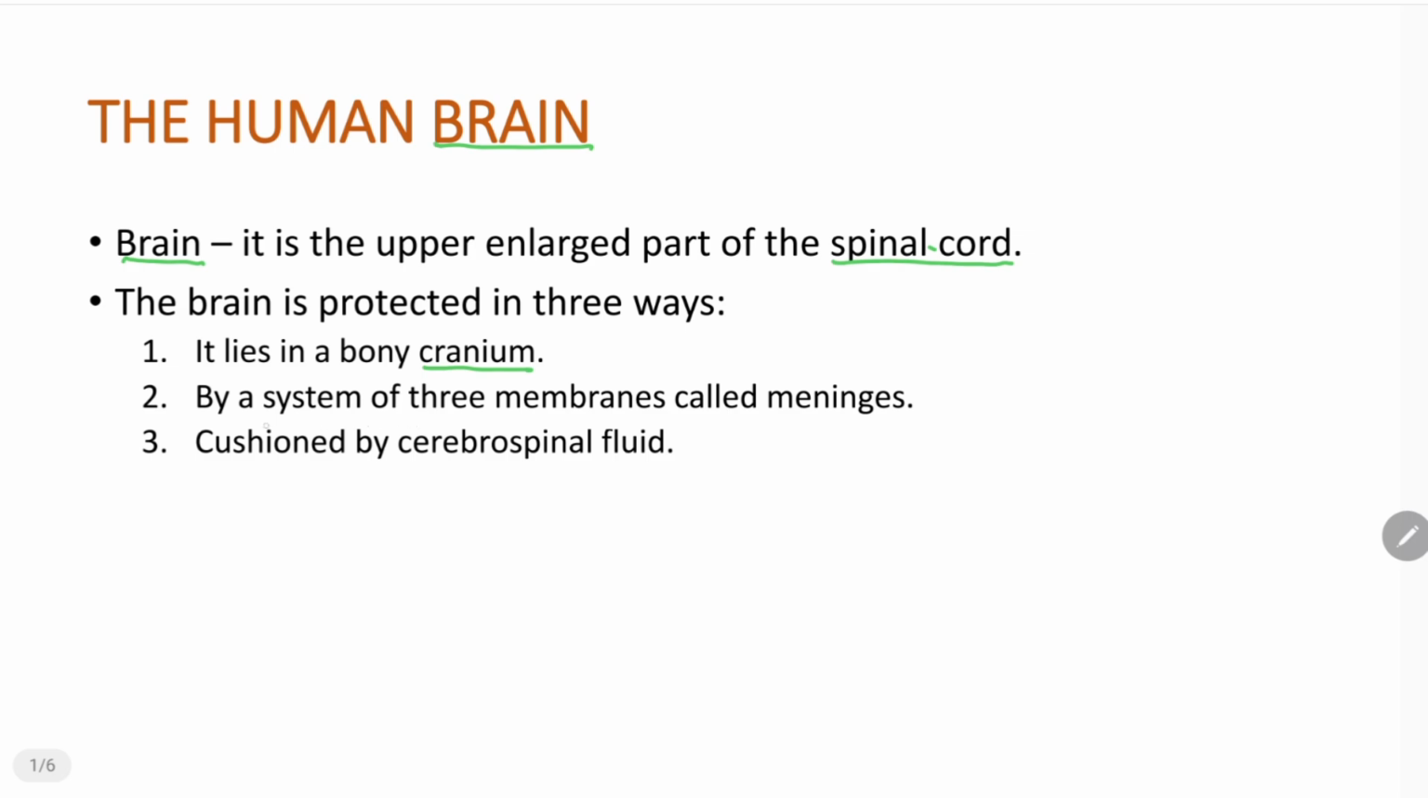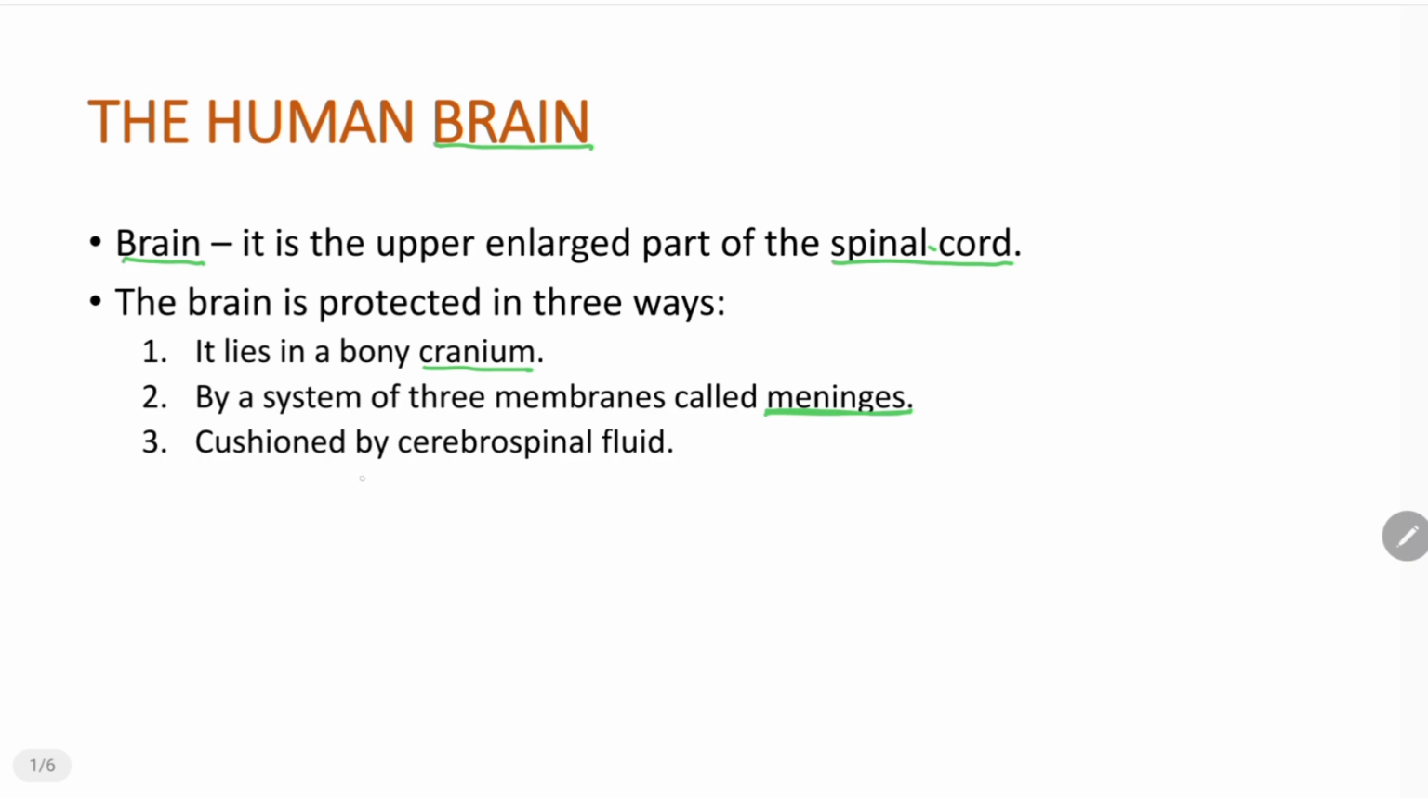Number two, it is said that it is also protected by a system of three membranes, and this system of three membranes is what we call the meninges. Now, the three membranes that are referred to as the meninges are the pia mater, the arachnoid, and the dura mater, respectively. But it is not important for us to be able to list these three membranes by name. The collective name, which is the meninges, will be more than sufficient. Hence, we say it is protected by a system of three membranes that we simply refer to as the meninges.